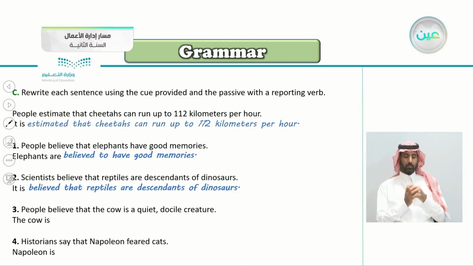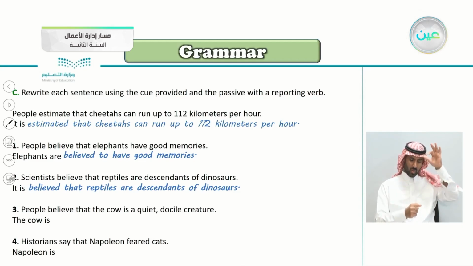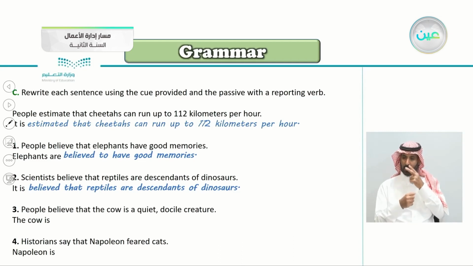Number 3, people believe that the cow is a quiet, docile creature. So the cow is, yes, the same word here, is believed to be a quiet, docile creature.